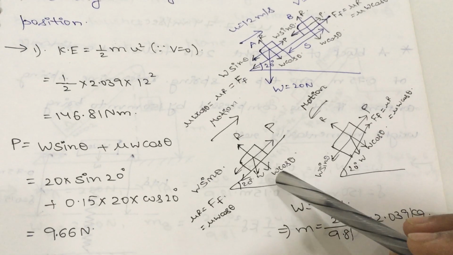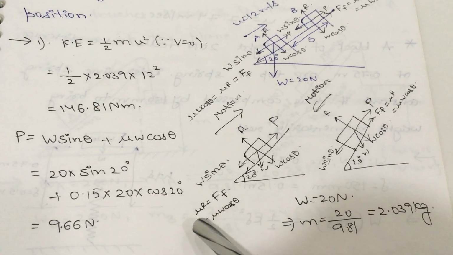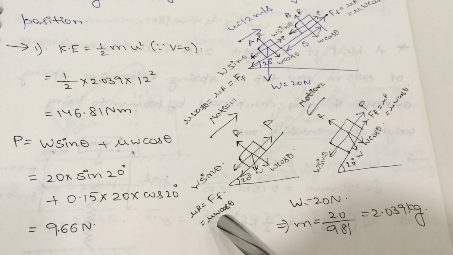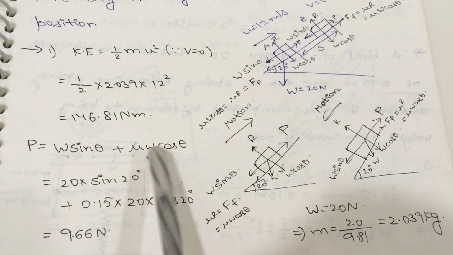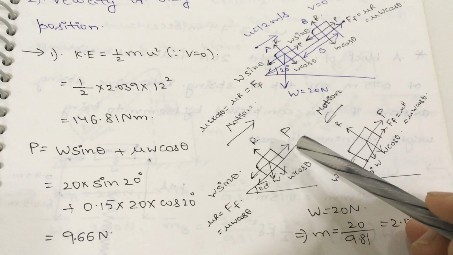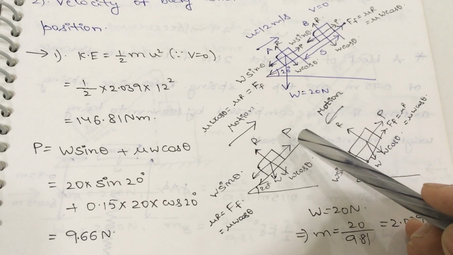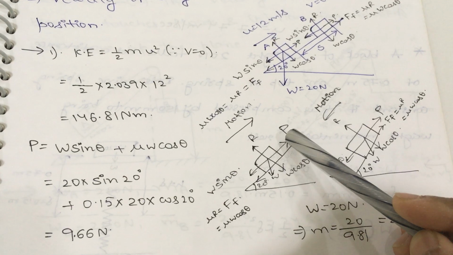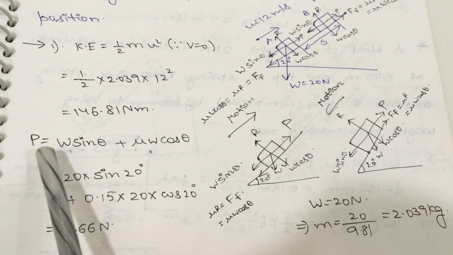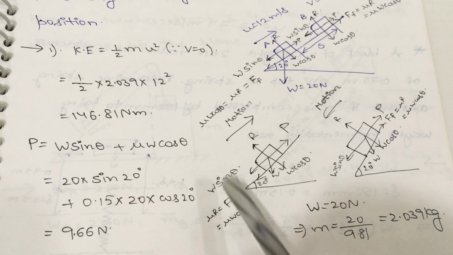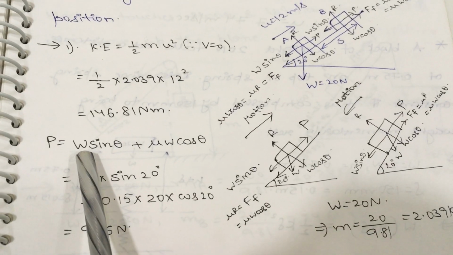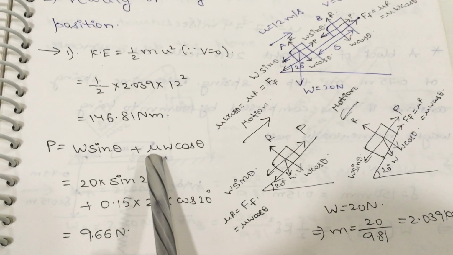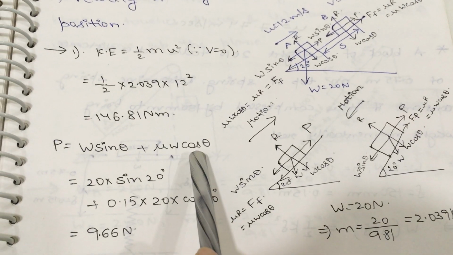So R is equal to W cos theta. So in place of mu R you will get mu W cos theta. Now in place of FF you substitute mu W cos theta. Now we will get the first equilibrium condition as positive horizontal components P is equal to negative horizontal components, that is nothing but W sin theta plus mu into W cos theta.